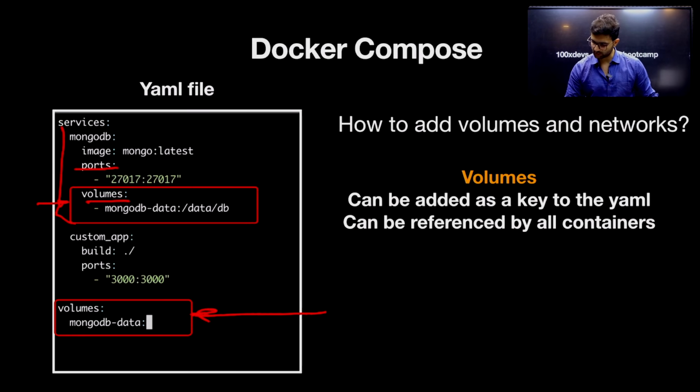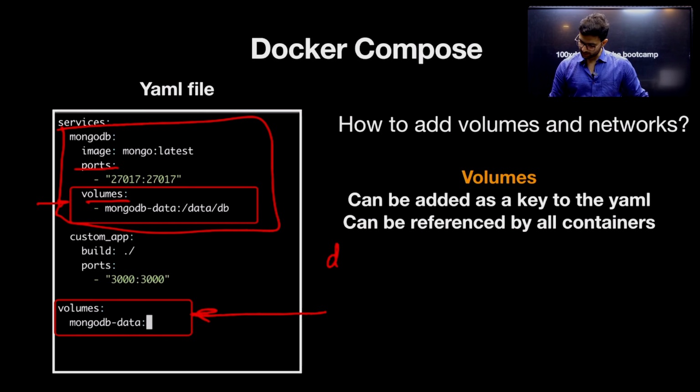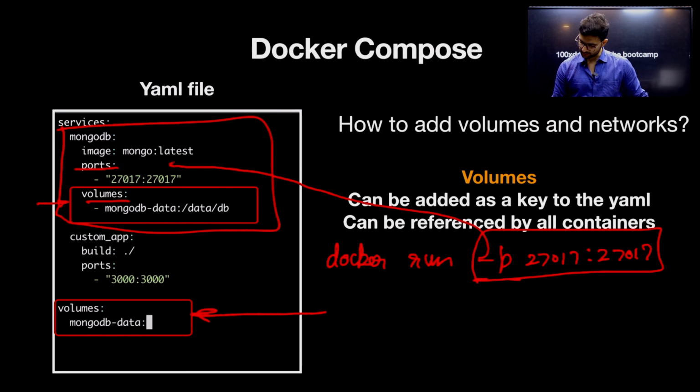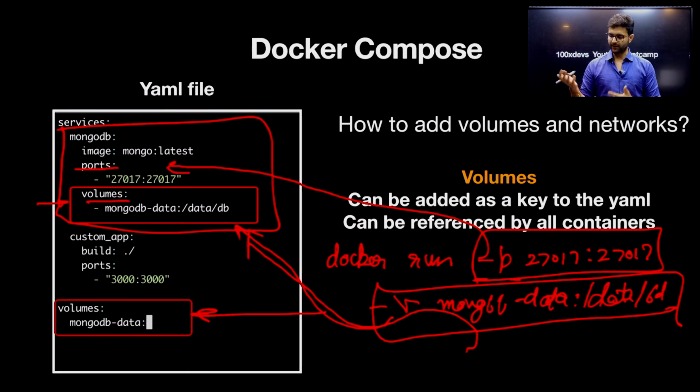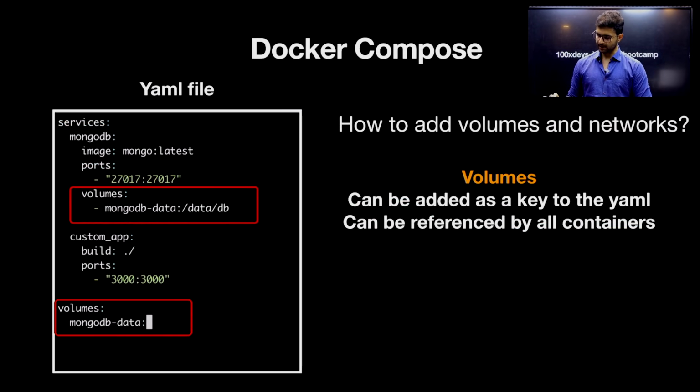So if I had to start this locally, what would my command have been? It would have been docker run -p 27017:27017. This thing is referenced over here, and the next thing I would have given is -v mongodb-data:/data/db. This part is this thing right here. That's how you describe what Docker command should run, how you should finally run the containers in case of a Docker Compose file.